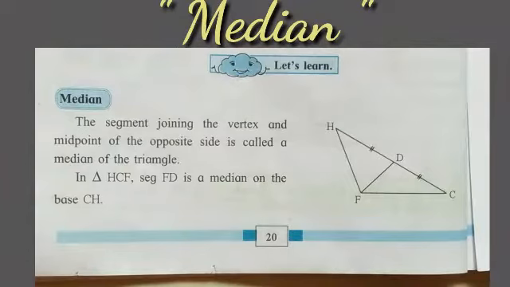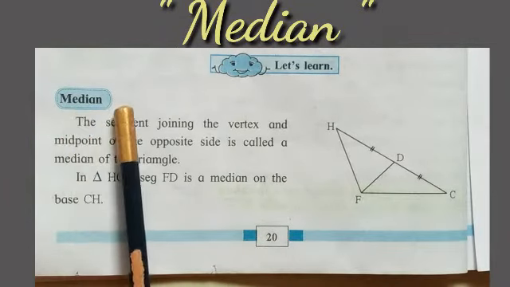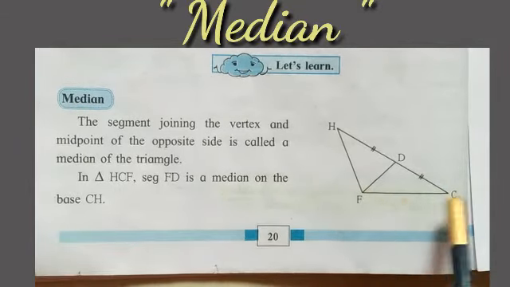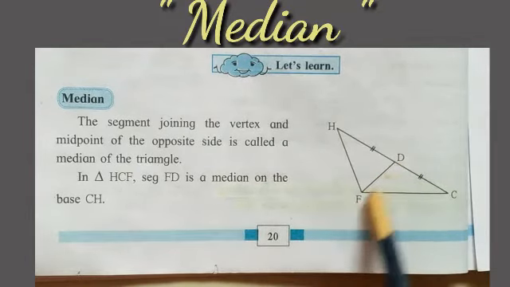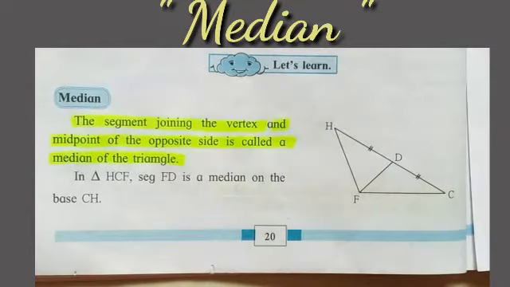Now students, let's move towards the second most important concept from the unit, that is the median. If we look at it once, you may think that medians and altitudes are the same, but there is a big difference between these two important concepts. Let's see what that is. Here this is a triangle HFC, where segment FD is the median of the triangle. So what is the difference between altitude and median?